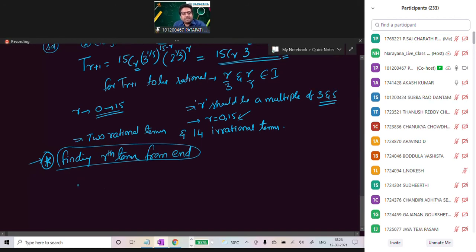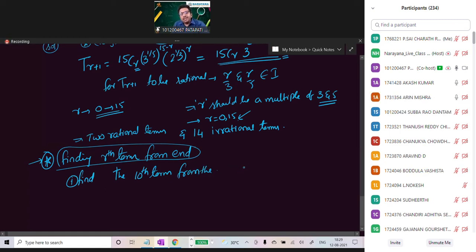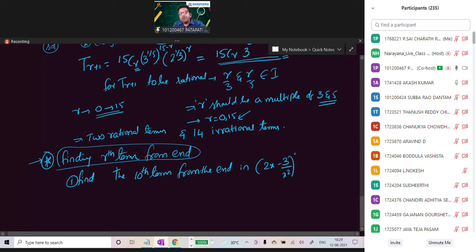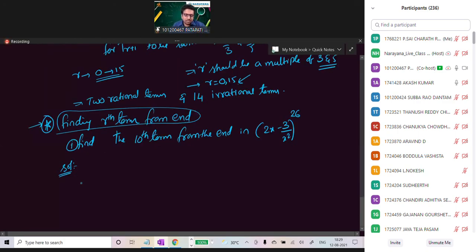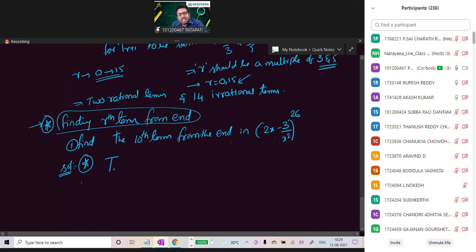For example, find the 10th term from the end in (2x minus 3 by x square) whole power 26. Some question like this. So what is the logic here? The rth term from the end.